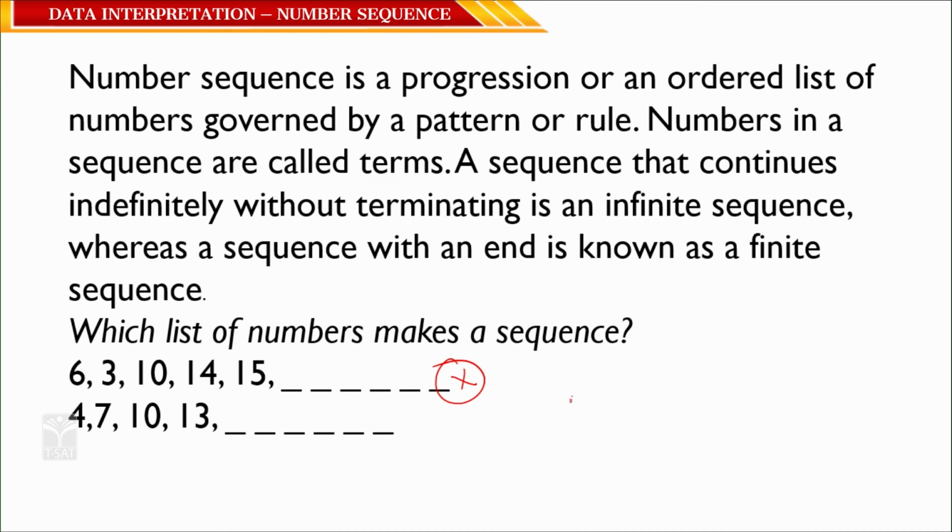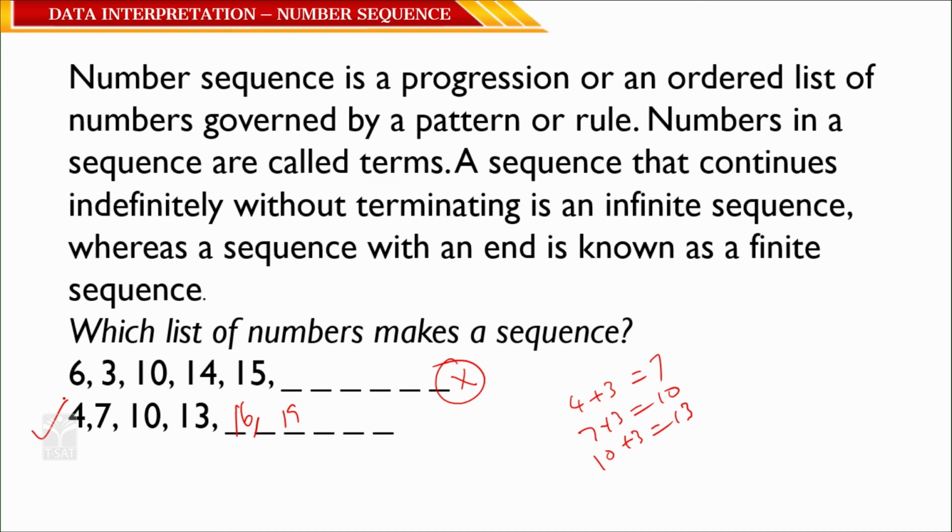4 plus 3 is 7. 7 plus 3 is 10. 10 plus 3 is 13. So the next number that comes you can say is 16. The next number that comes is 19. Means there is a common pattern, a common rule throughout the series, correct? So this is called a sequence.